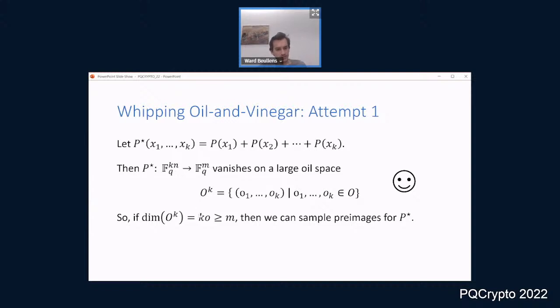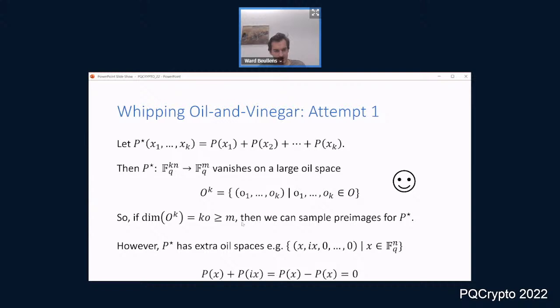Okay, so you just need to pick parameters such that k times the dimension of O is bigger than M, and then we can sample pre-images for P star, right? So we can have a signature scheme. Unfortunately, this approach is a little bit too simple, and the reason is that this P star has extra oil spaces, so extra spaces on which it vanishes.